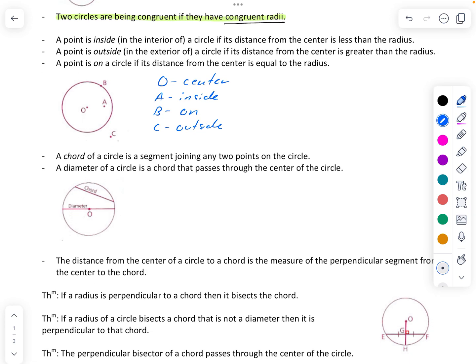Now, a chord of a circle is a segment joining any two points on the circle. So, a chord is a segment joining any two points on the circle. So, that would be this in this case, all right? Now, the diameter of a circle is a chord, okay, but it's a chord that passes through the center. So here, that is also a chord. Its endpoints are on the circle, but it passes through the center.